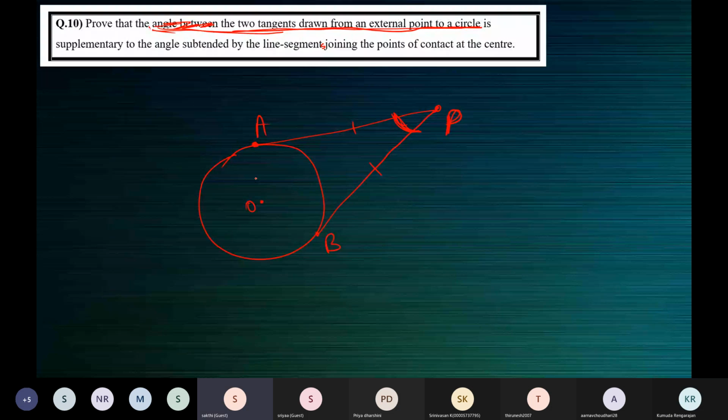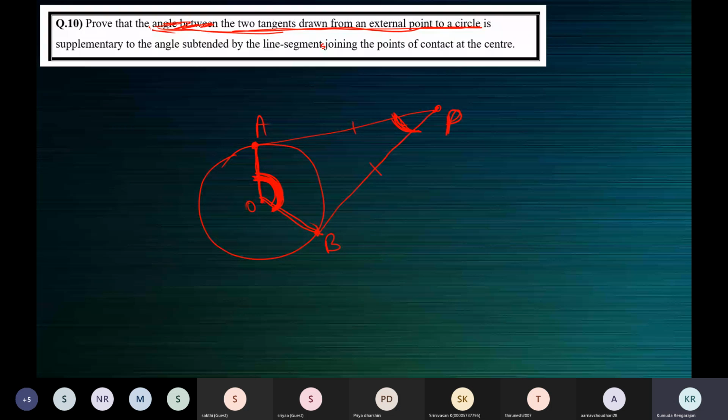OA and OB. This is the point of contact, joined to the center. This is one line segment. This is the other line segment. This is the angle between the two line segments. You need to prove that this angle and this angle are supplementary.